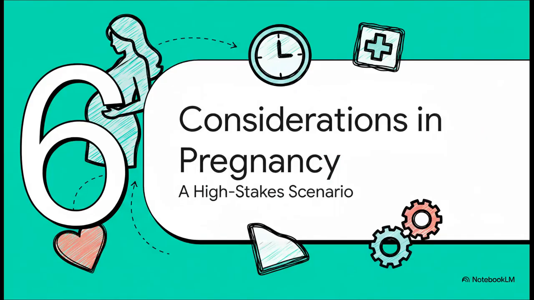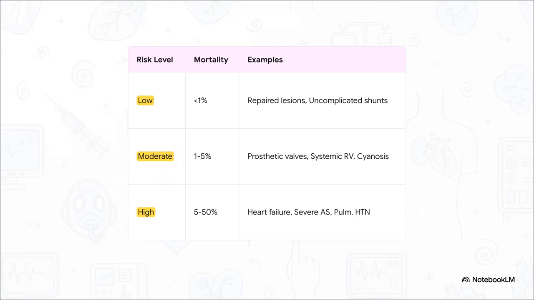All right, one last really important scenario we have to cover is pregnancy. In the UK, cardiac disease is the #1 cause of indirect maternal death, and a big chunk of that is from ACHD. This is as high stakes as it gets and needs a whole team approach. The risk here varies wildly depending on the patient's condition. But just look at that high-risk category.